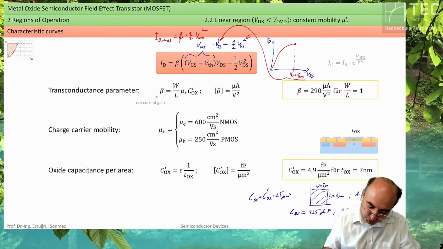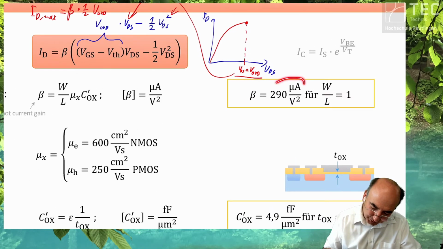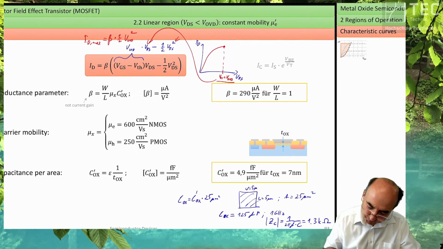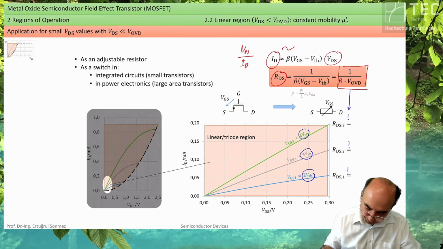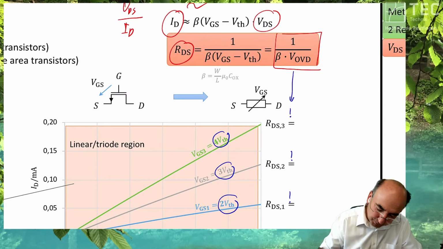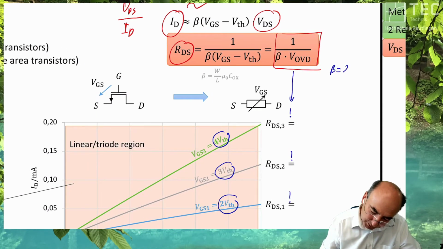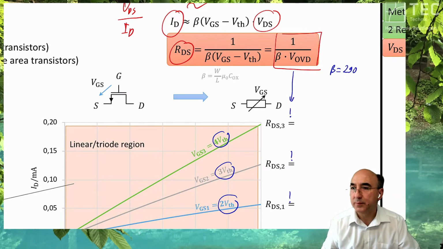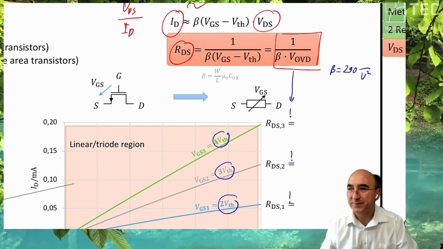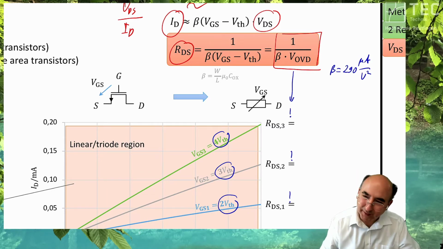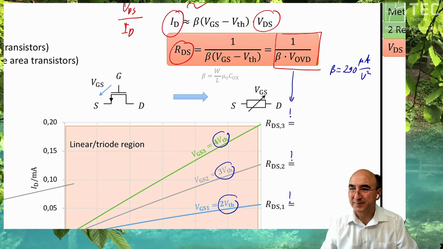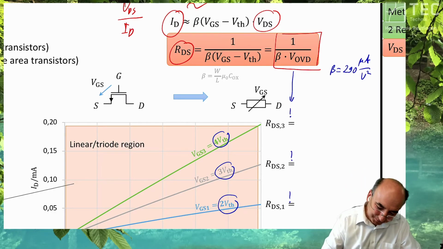Okay, so 290 microamp per square volt. We go there and put it in here. Beta is 290 watt per square volt. But microamp, I think. Okay.